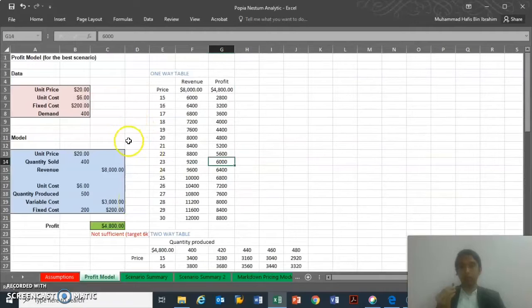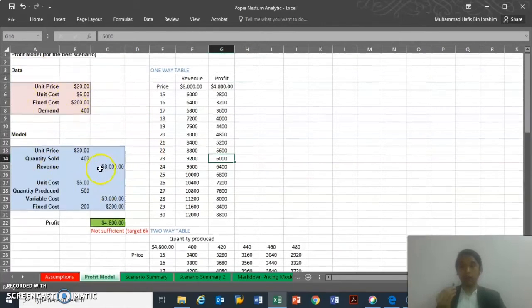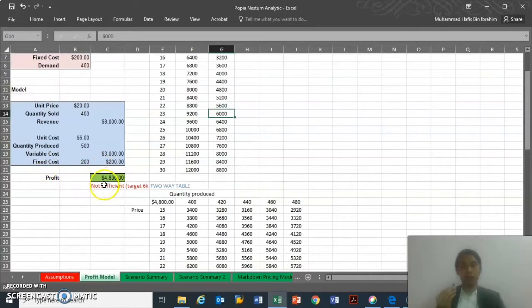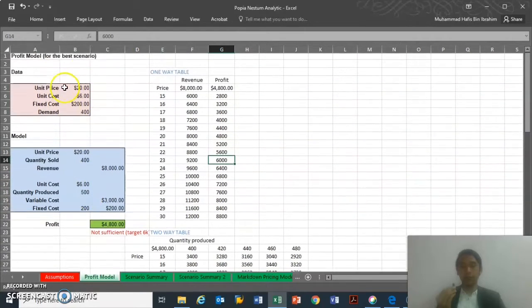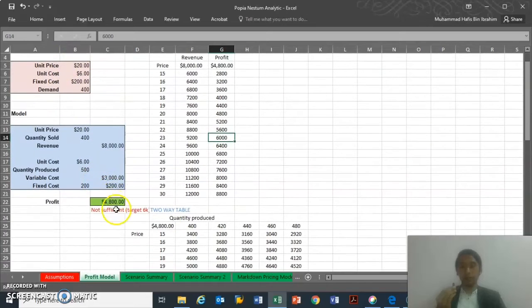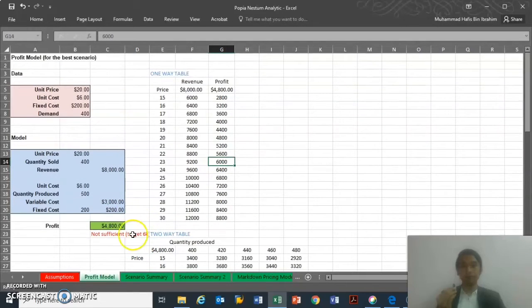So this is my profit model. I have calculated all of this and I got my profit will be 4,800 ringgit from my assumption, my best scenario. So this is not achieving my target, which is to get 6,000 ringgit. So I have to change one of these items in order to get 6,000 ringgit. But which item should I change?